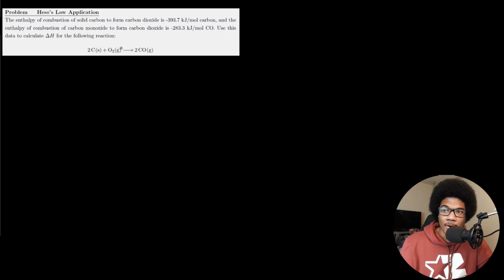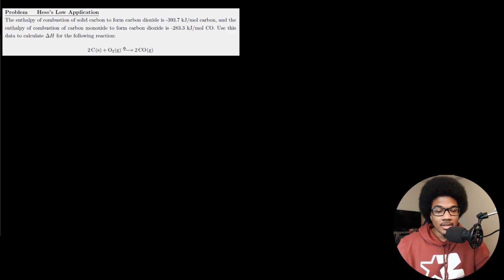We have solid carbon plus O2 to yield carbon monoxide. So let's think about what we've been given here. We've been given the enthalpy changes for 2 processes, the combustion of solid carbon and the combustion of carbon monoxide. So let's write out those processes and see what we can discern from there.